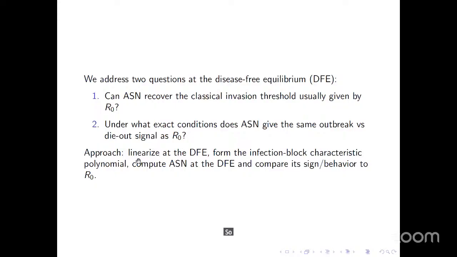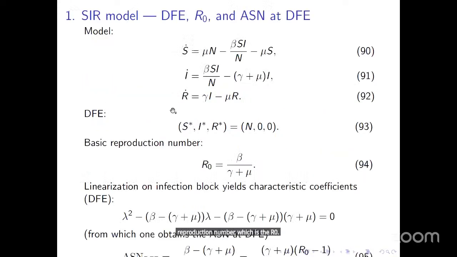So the approach is to linearize at the DFE, form the infection block characteristic polynomial, compute the orthogonal strength number at the disease-free equilibrium, DFE, and compare its sign or behavior to that of the reproduction number, which is R0. So in this case, if we have that system that we saw earlier on, we know for sure the reproductive number is given by this. I'm sure most of you are familiar with this already.